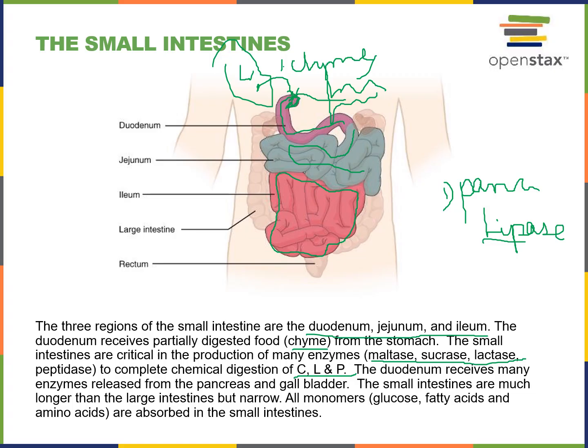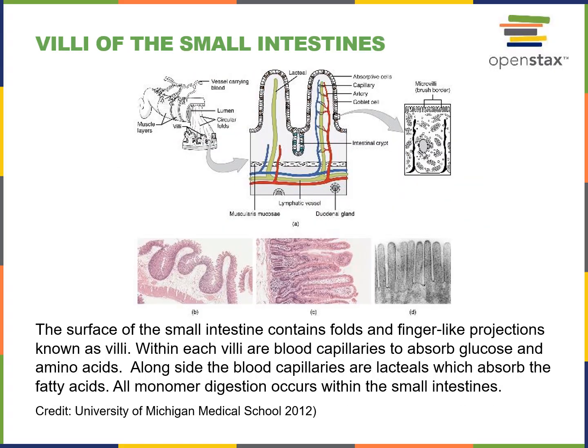Now, if we take a look at absorption, assuming all the food has been digested to their monomers, so we have amino acids, we have glucose, and we have fatty acids, and they need to be absorbed. How are they going to be absorbed? Well, the small intestine has a structural modification that helps it to absorb the food, which means move it from the alimentary canal into blood vessels.